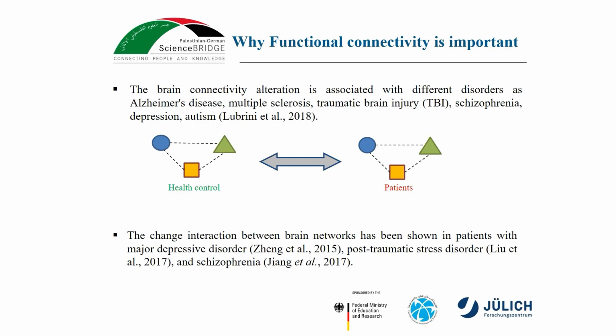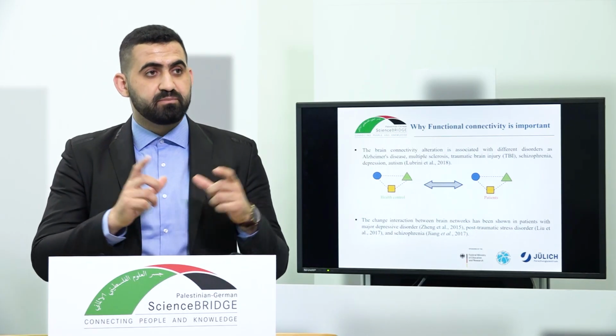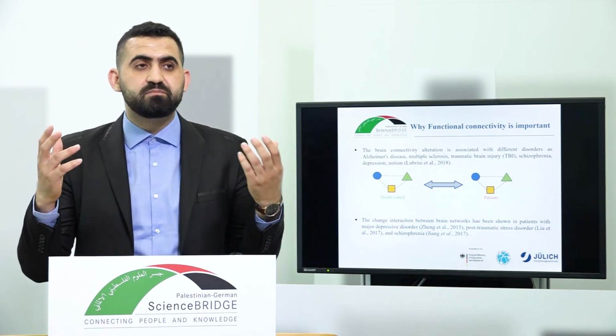So actually, the alteration of the functional connectivity between different brain regions is associated with different disorders, including Alzheimer's disease, depression, schizophrenia, autism, and traumatic brain injuries. So here, studying the connectivity between different brain regions, comparing between healthy controls and subjects, could be used as a biomarker for early diagnosis of such diseases, like neurological or psychiatric diseases.